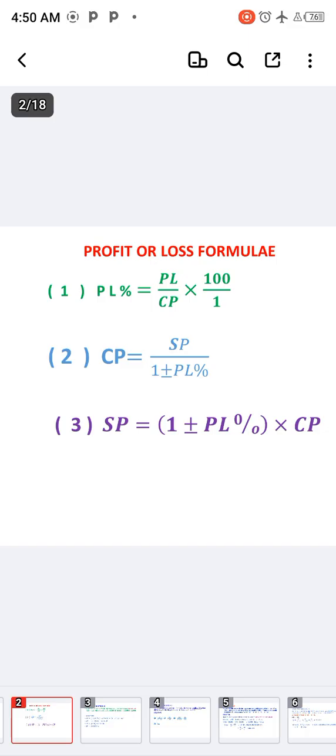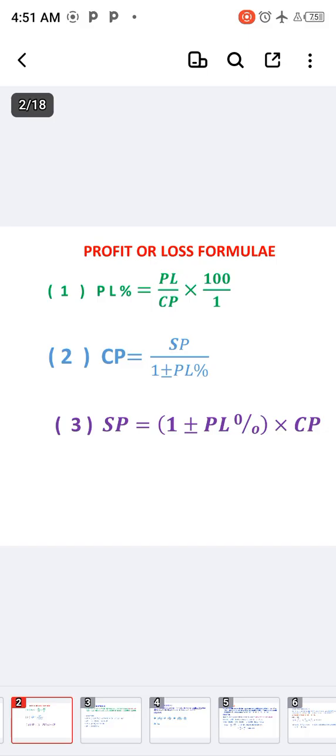Get ready with your writing material. Let's proceed immediately. Now, there are three formulas on the screen. These three formulas are the formulas we will use to solve problems that involve profit and loss calculations.